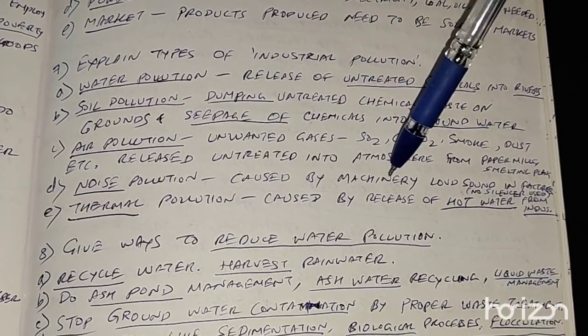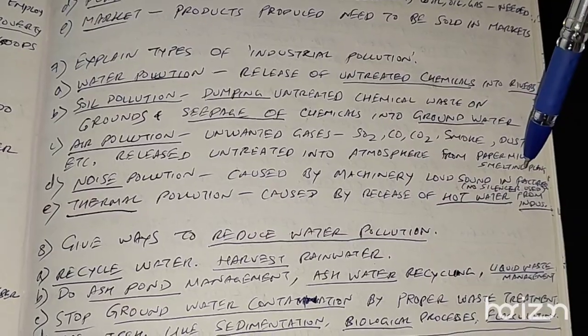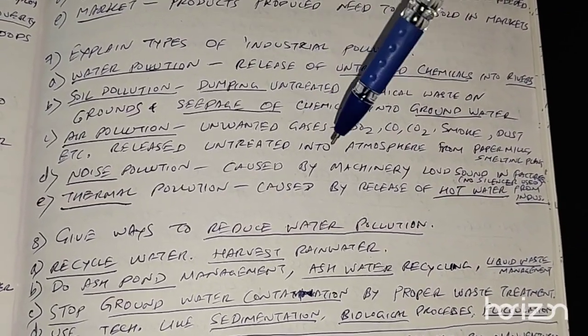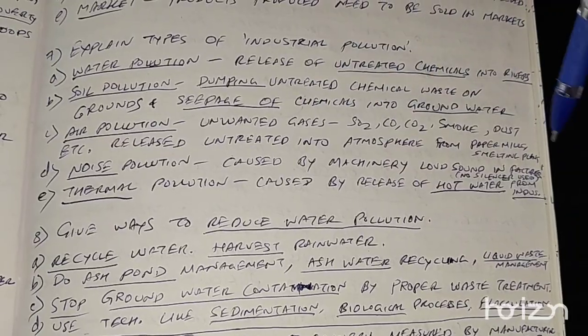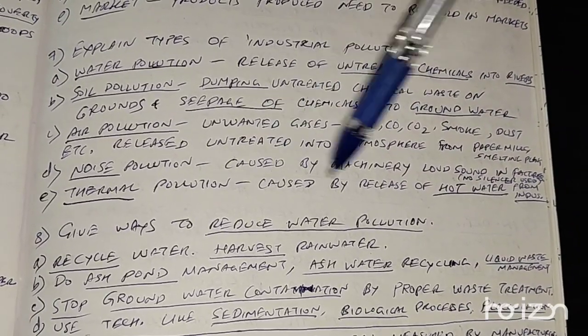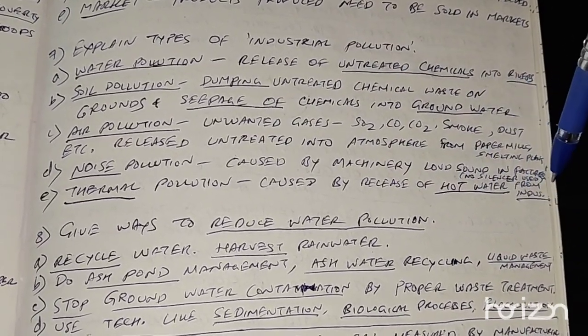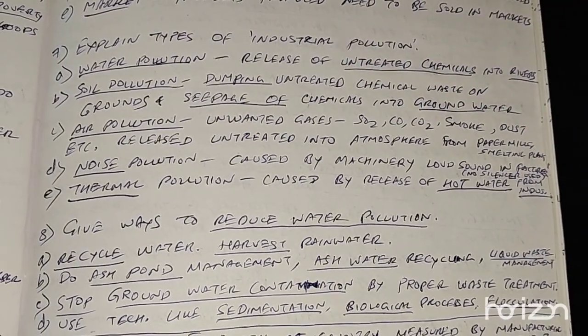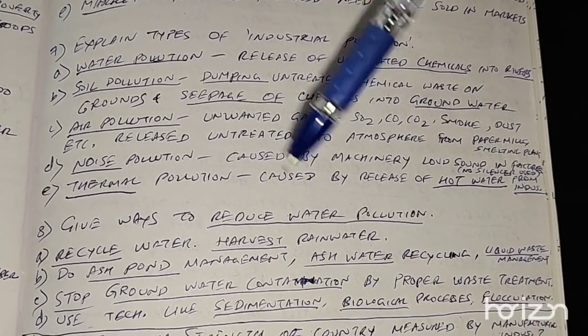Noise pollution is caused by machinery, loud sound in factories. Where no silencer is used and the machines are not maintained properly, it will cause a lot of noise pollution. Thermal pollution is caused by release of hot water from industries directly into rivers. So these are the types of industrial pollution.